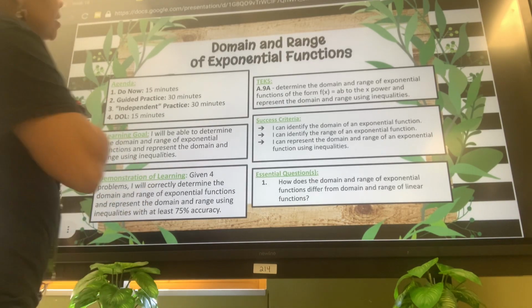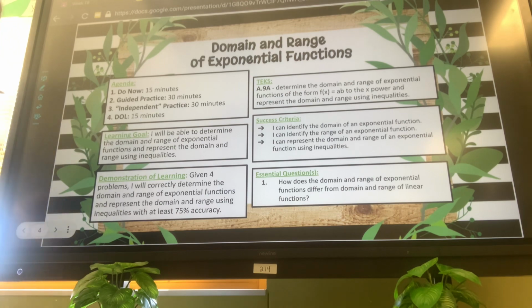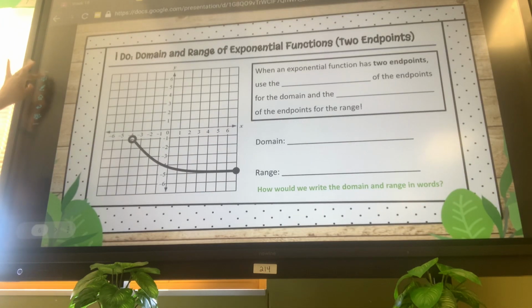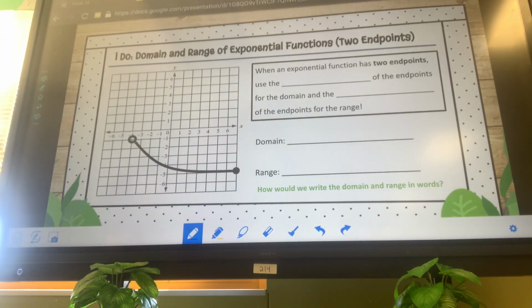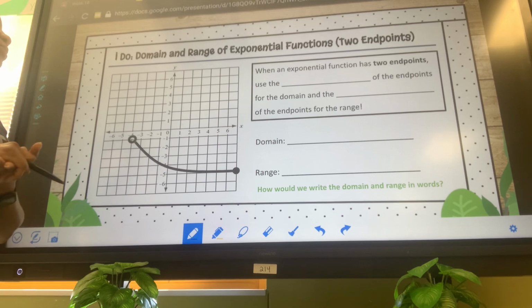This is our next lesson for exponential functions, and we are doing domain and range. All right, so we're going to have basically three different types of graphs. The first one we're going to talk about is the graph where it has two endpoints.